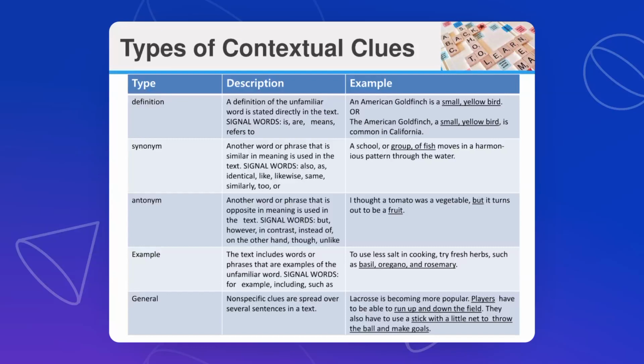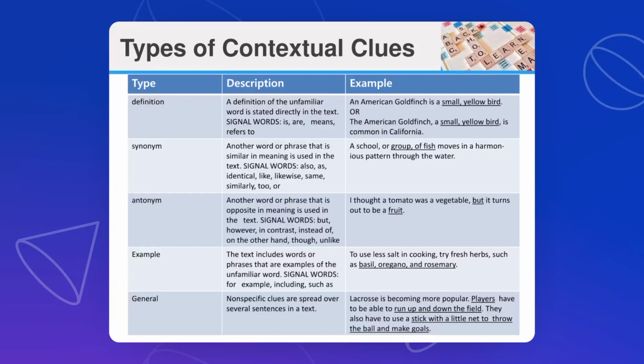A second contextual clue is a synonym. And I think we all remember synonyms. Those are our favorite ones when we're actually paraphrasing. Sometimes we'll go and try to find synonyms for words. They're words that have the same meaning in the text.